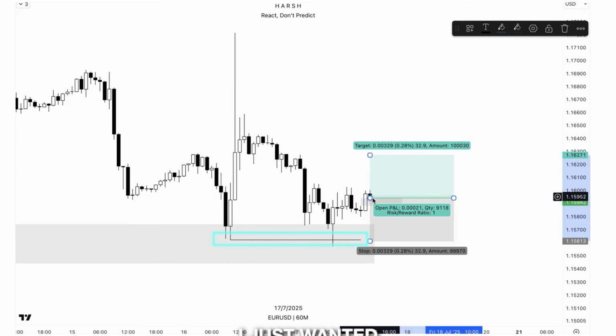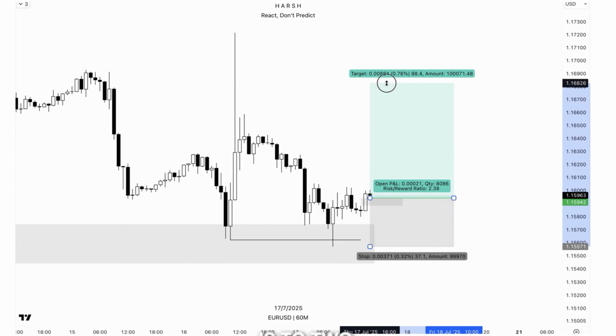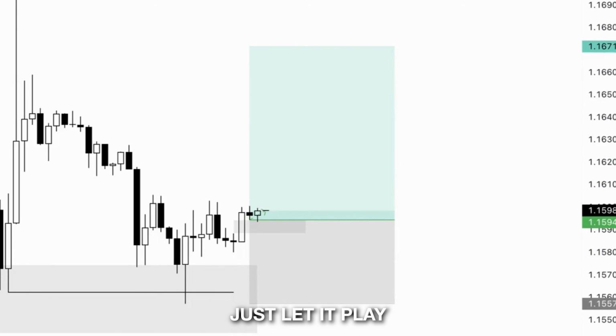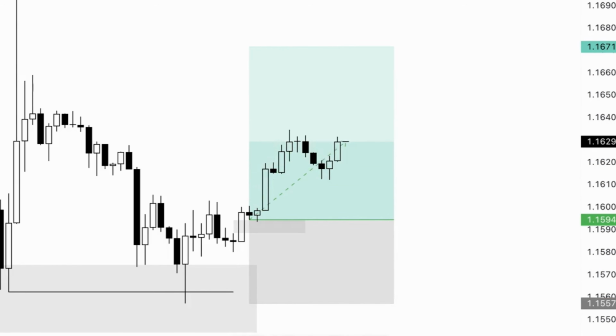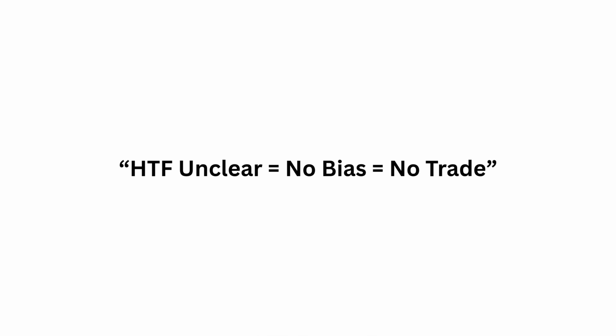For example, me, I just want to see a sweep with displacement. I get that, and I'm going to trade this for a 1:2, for example, let's say, and then just let it play the way it does, and that's just how it helps hit your final TP. So that is how you do it.